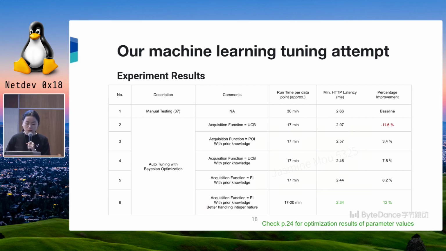So the conclusion is the best performance comes from the last row, which is using the acquisition function and also utilizing the integer handling tricks. And that we get the latency, the minimum one, of 2.34. That's a 12% improvement over the manual testing baseline. For your reference, I have put the exact parameter values of the optimization results in the last slide.